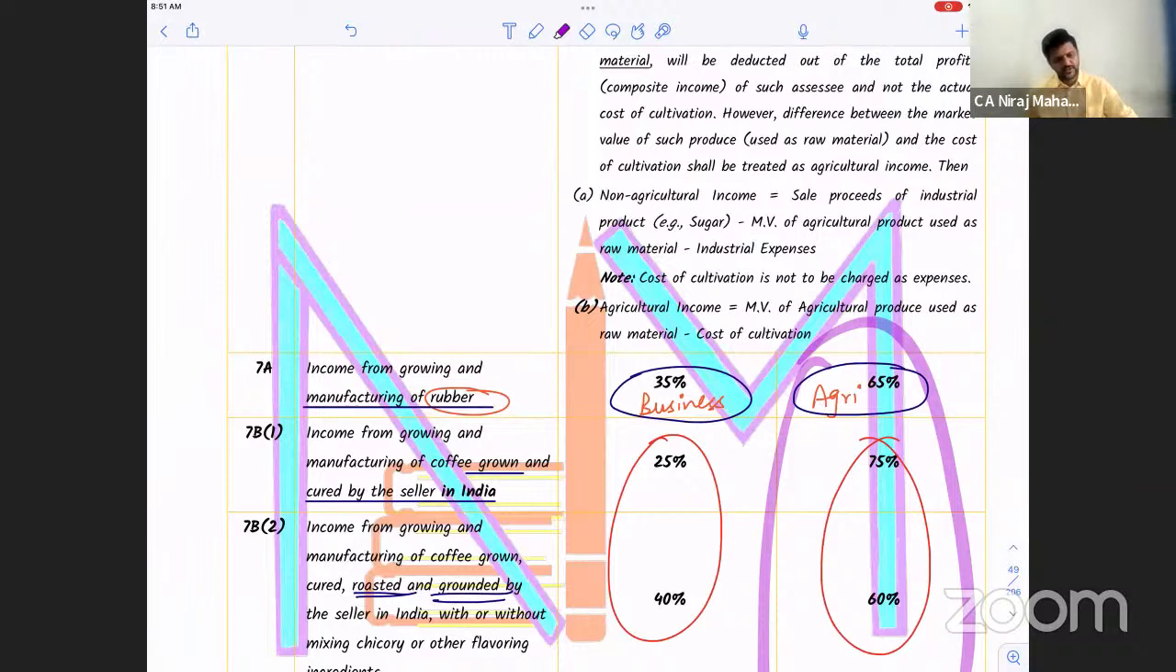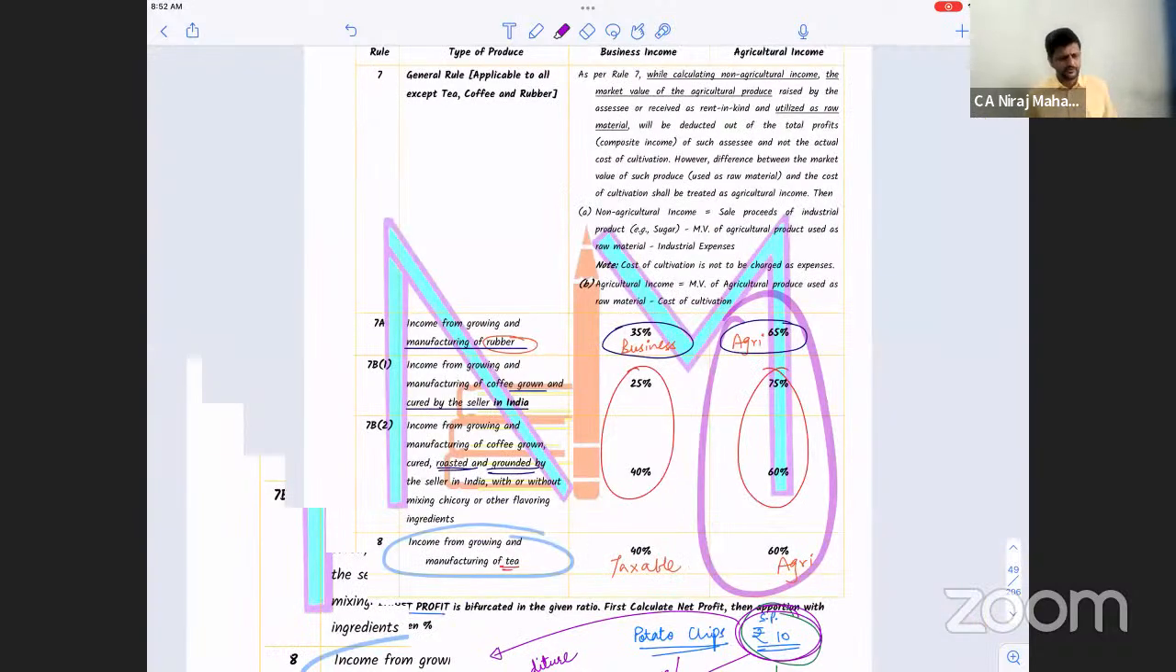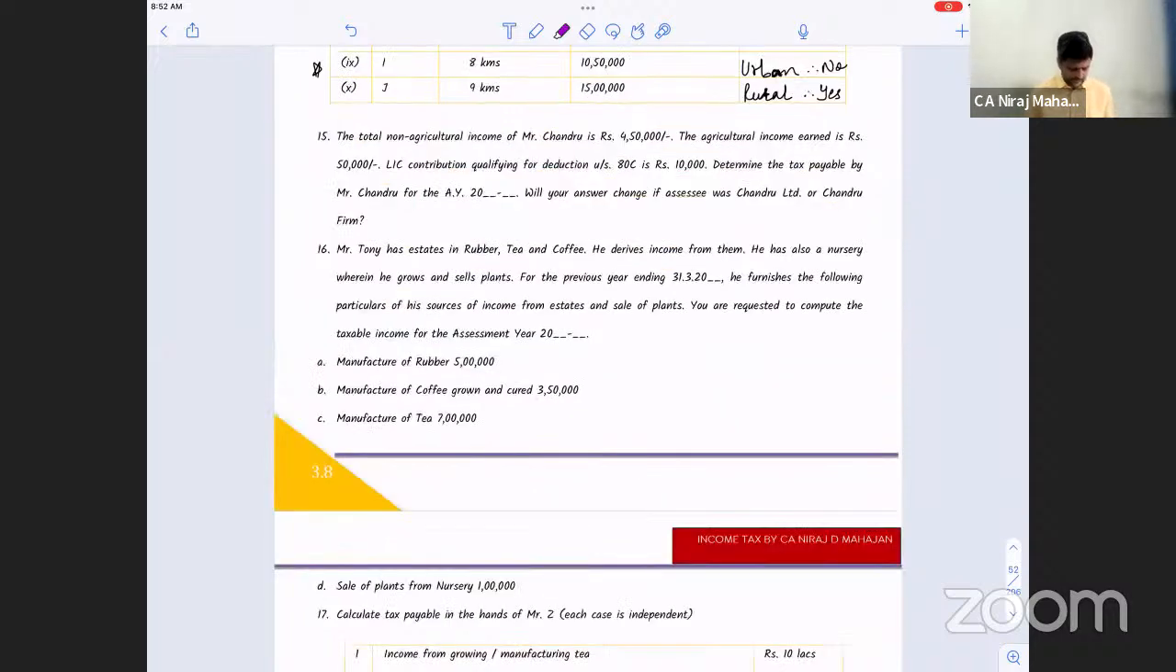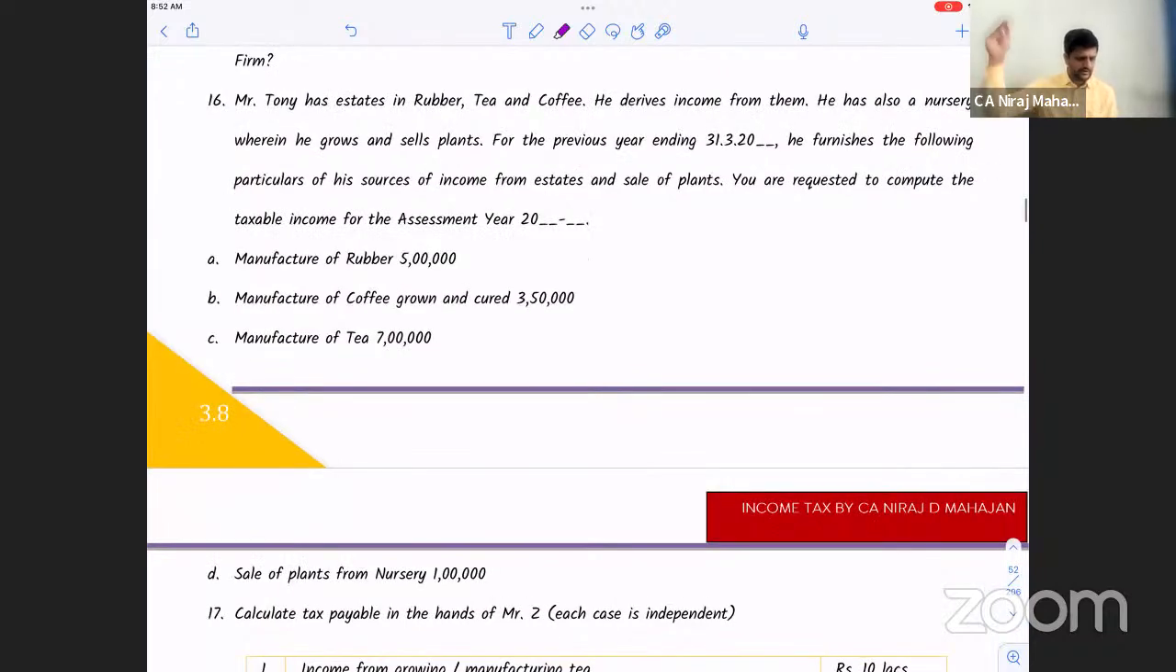So let's do some questions. Let's solve. Come to question number 16. Not that tough a chapter now, correct? You will find it all right, correct? Okay, let's go ahead. Question number 16. Ready?